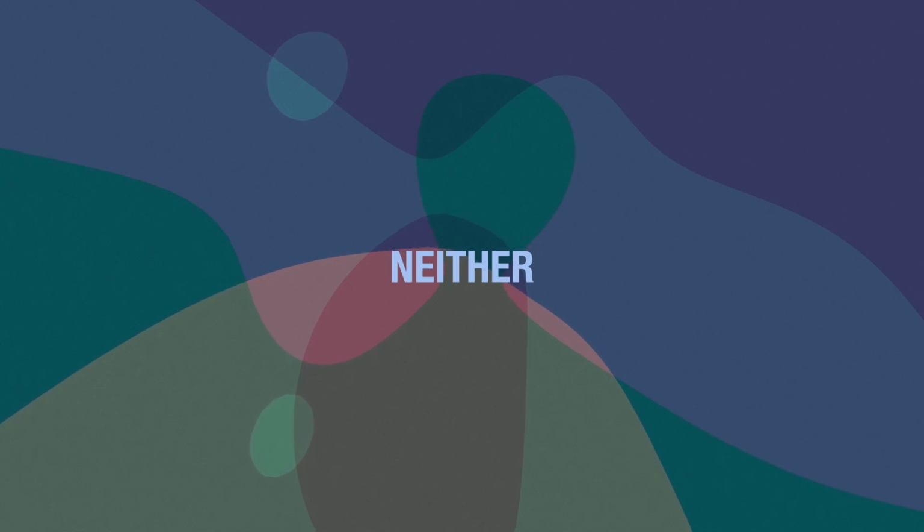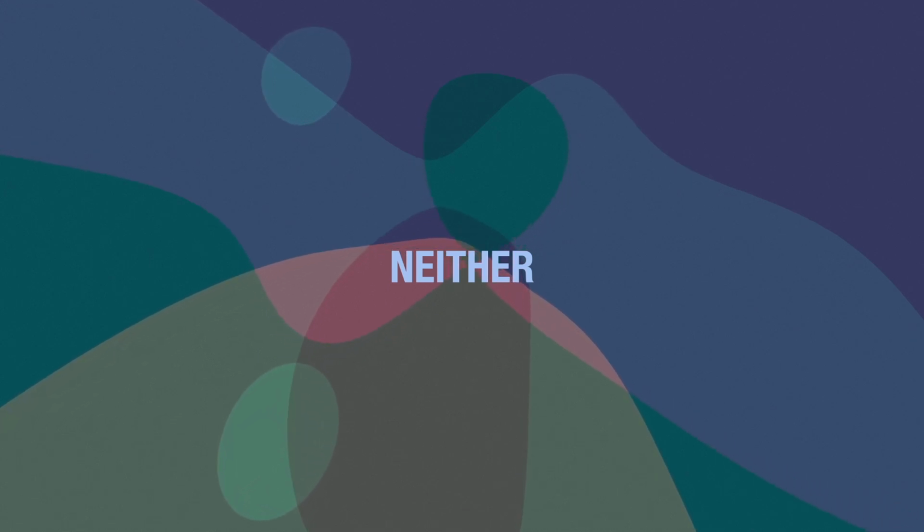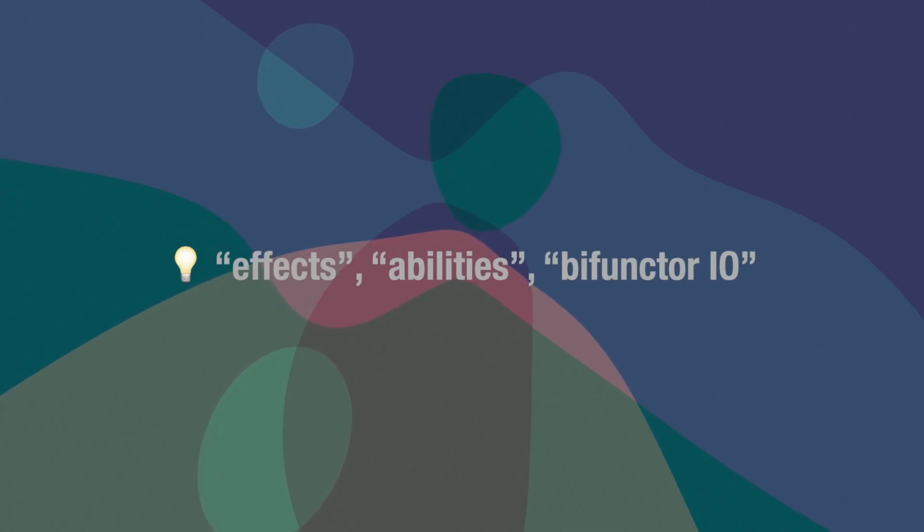Also note that there are libraries and concepts that try to find a compromise, something in between the two approaches. If you're interested, a few starting points are effects, abilities, and bifunctor IO.